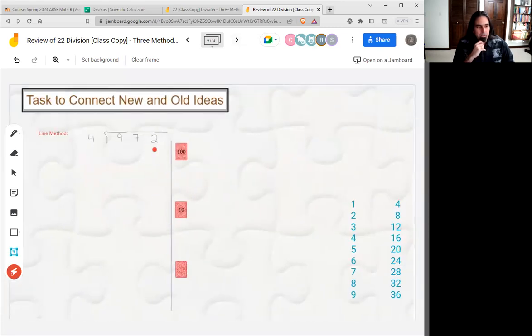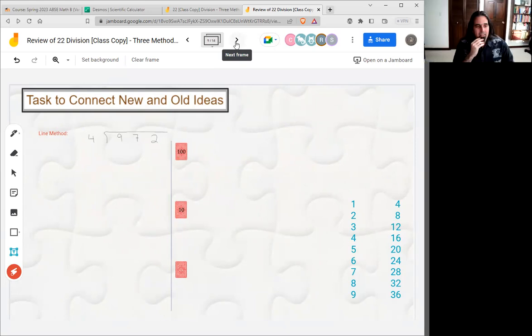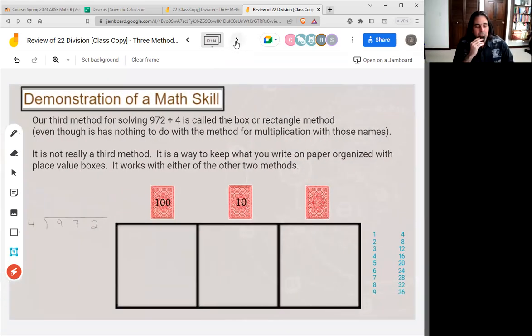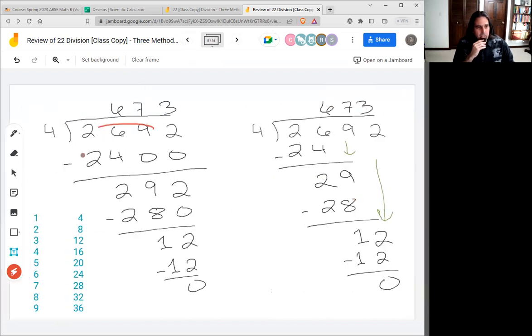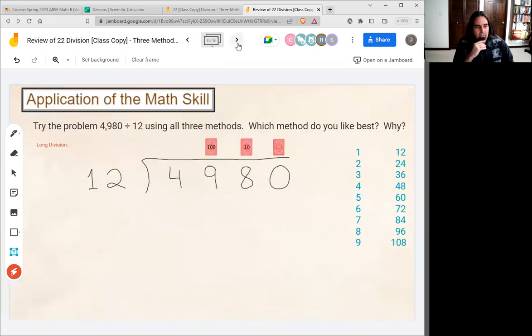There was a line method where you don't have to know your multiplication tables. Should I demonstrate that one also? I wasn't a huge fan of that one. Okay. If you were here on the second and want me to see it again, some people like having boxes where you do the same thing we just did, but you write each of these little sections in a box rather than stacked on top of each other. But that one, no one seemed a fan of either. So I don't think I need to record that again.